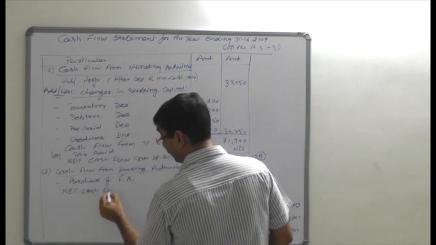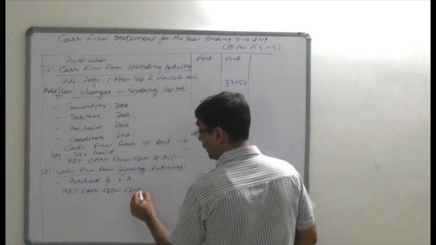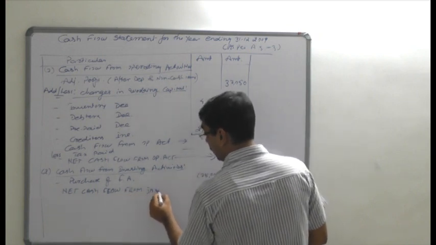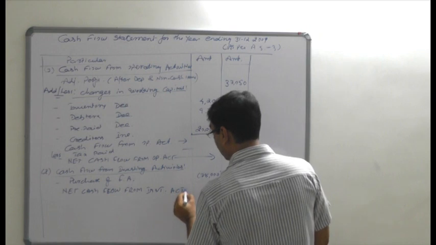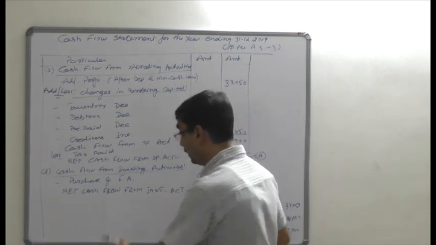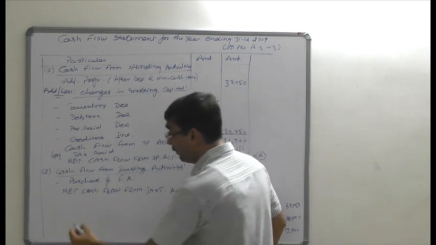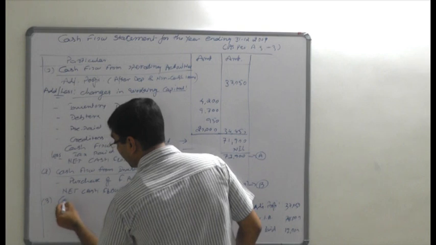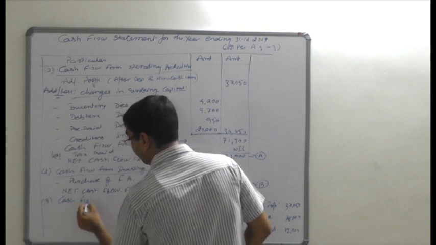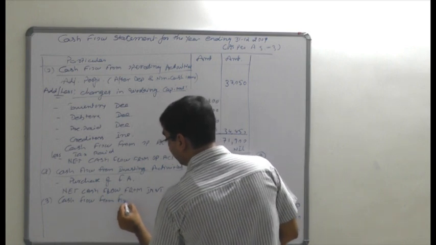that is net cash flow from investing activity. So net cash flow from investing activity is your second answer. Moving to the next point, that is cash flow from financing activity.